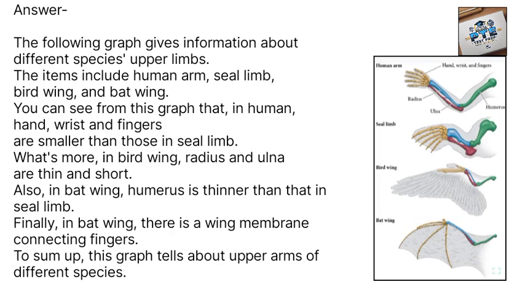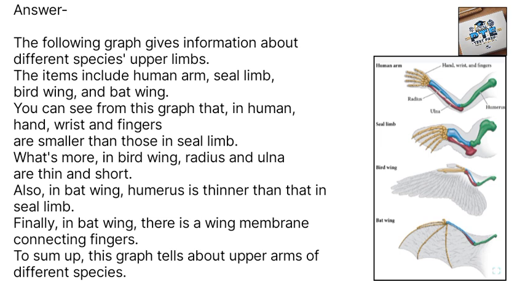The following graph gives information about different species' upper limbs. The items include human arm, seal limb, bird wing, and bat wing. You can see from this graph that in human, hand, wrist, and fingers are smaller than those in seal limb. What's more, in bird wing radius and ulna are thin and short.